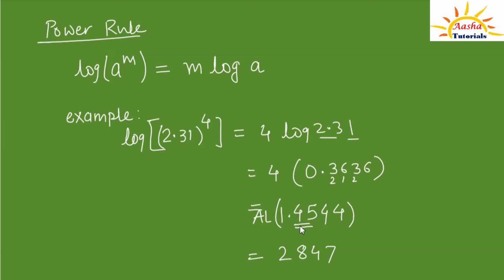Then where do I mark the decimal point? Here you see the characteristic value is 1. Adding 1, I get 2, as it is positive. So let me write the decimal point after the 2 digits. So my answer is 28.47.